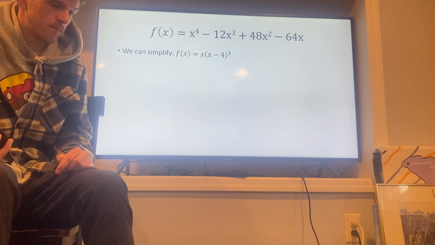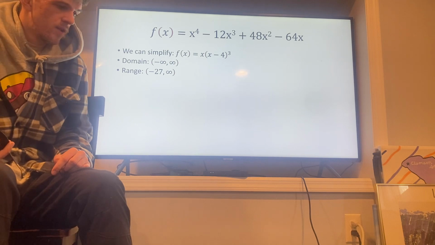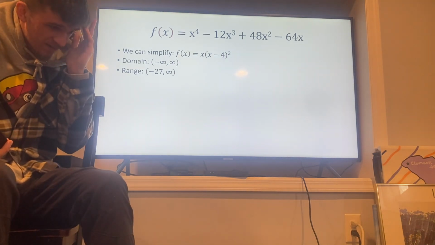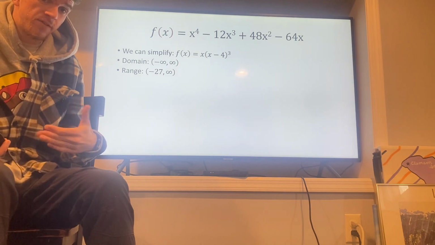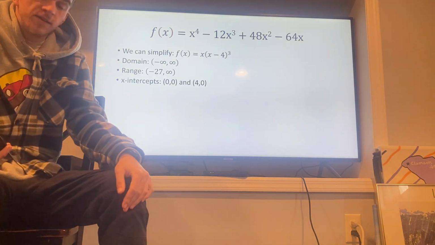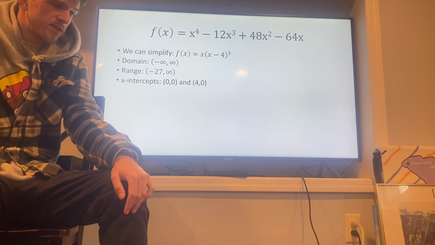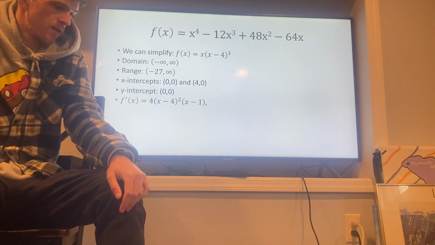So we know our domain is going to be all real numbers. Our range, our absolute minimum will happen at negative 27, so our range is from negative 27 to infinity. Our x-intercepts happen at (0, 0) and (4, 0). So that gives us a y-intercept at (0, 0) as well.